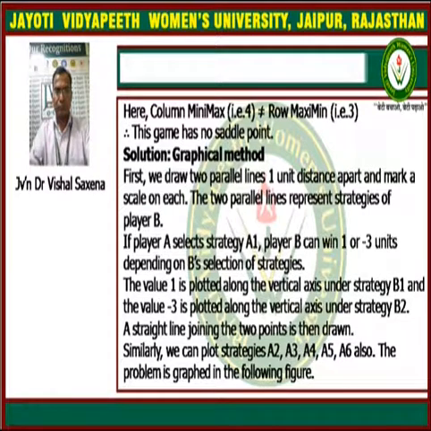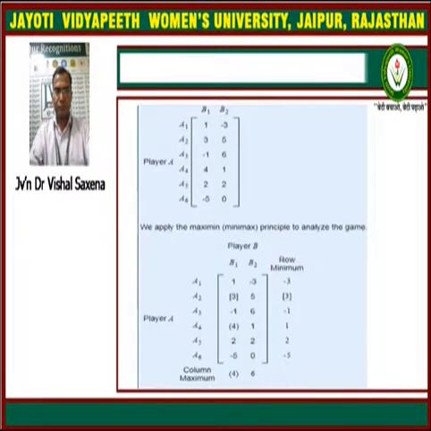The two parallel lines represent the strategies for player B. Now, if player A selects strategy A1, player B can win 1 or -3 units depending on B's selection of strategies. As we can see in the table, for strategy A1 the values are 1 and -3.